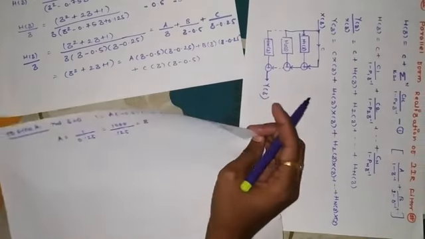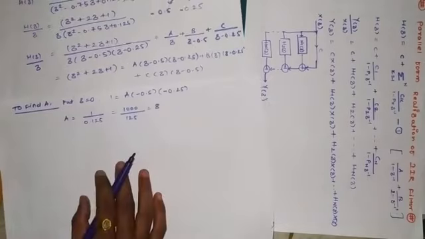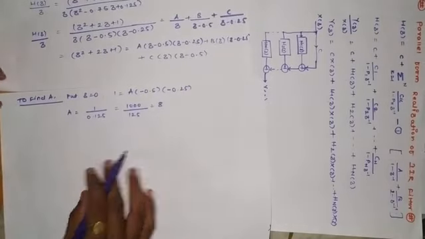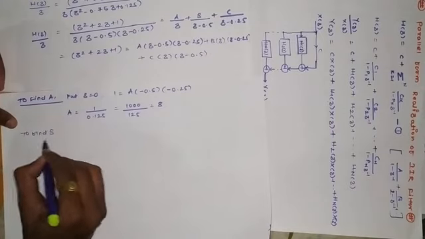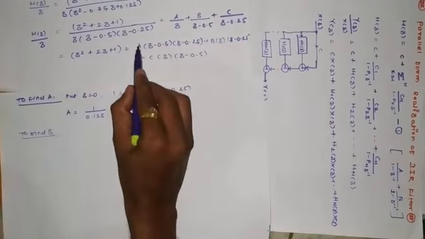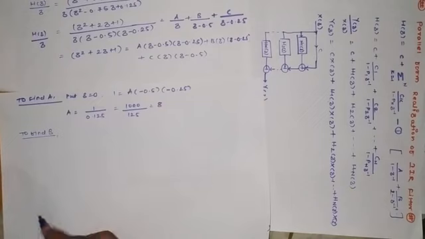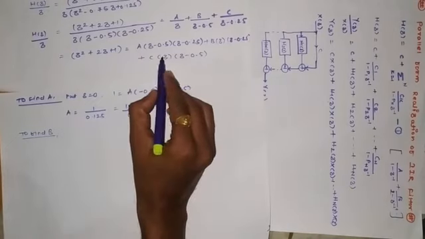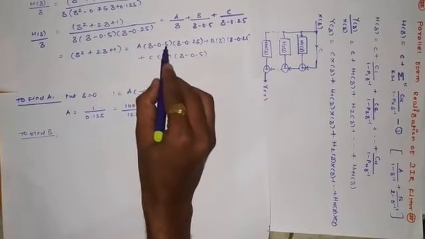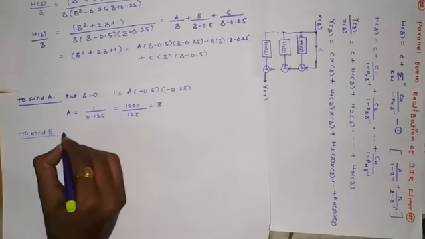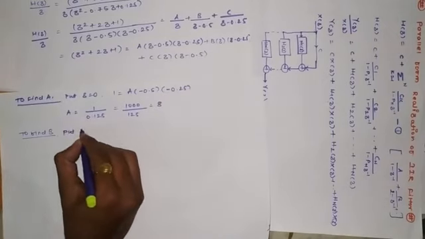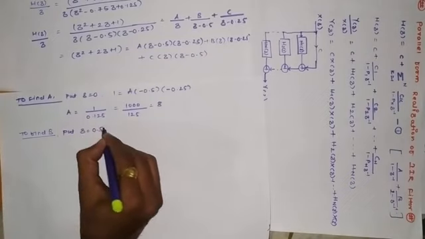Now we'll find B and C. Now to find B, A and C should be 0. Now A and C will be 0 provided that in both the terms we are having z minus 0.5, z minus 0.5. So I can consider z is equal to 0.5. So we'll put z is equal to 0.5.